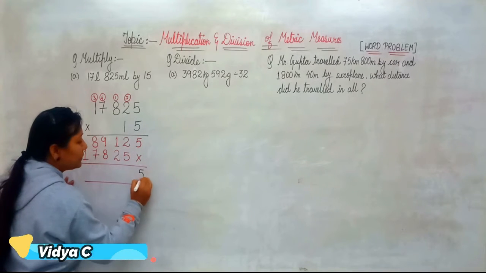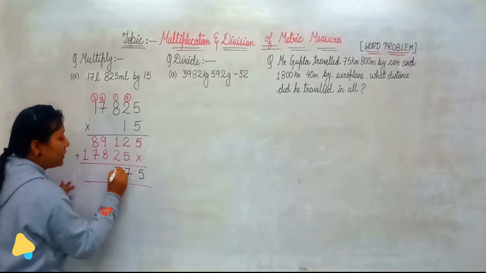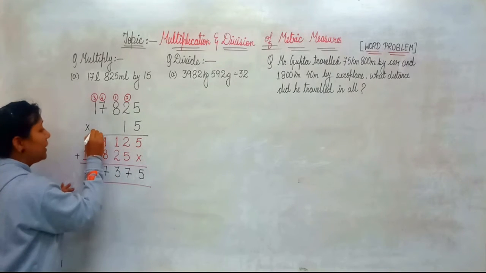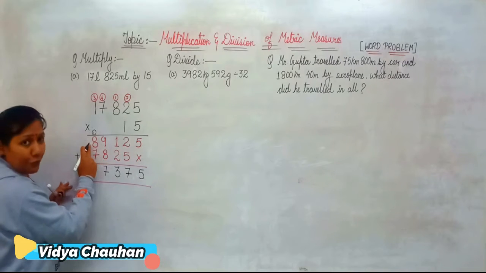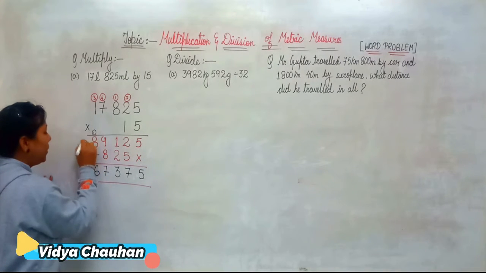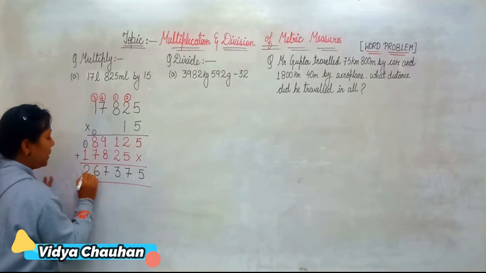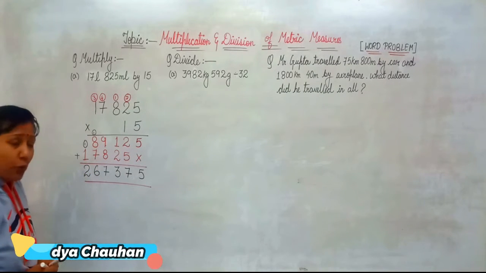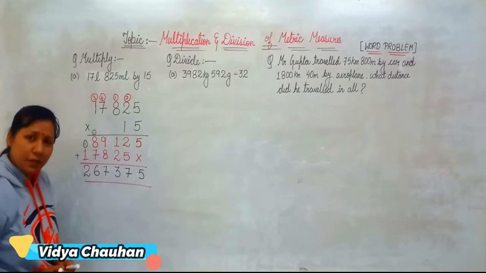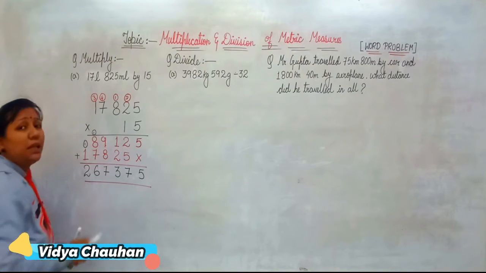So 5, 2 plus 5, 7, 2 plus 1, 3, 8 plus 9, 17, 1 carry, 8 plus 7, 15, plus 1, 16 and 1 carry, 1 plus 1 is 2. Now you get the answer as 2, 6, 7, 3, 7, 5. Clear students? Now it's time to separate the value between liters and milliliters.